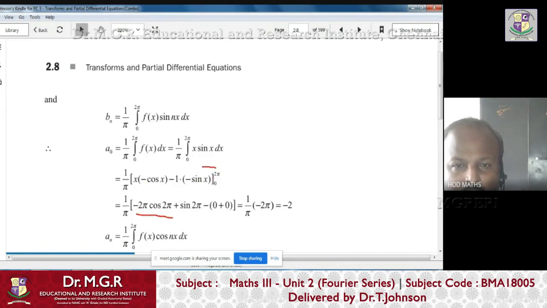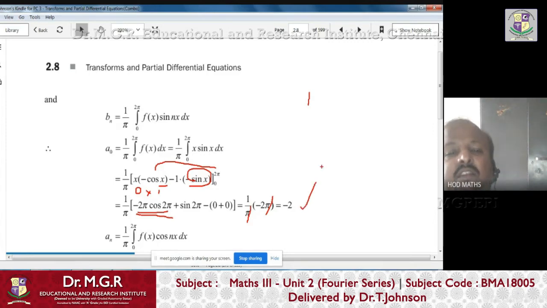By substituting x equals 2 pi, you will get this. But when you substitute the lower limit x equal to 0, even for the cos term, cos 0 is 1, but there x equal to 0 makes that 0 into 1 become 0. Right? And sine, I already told you, is 0. So only this term comes into place. So what is cos 2 pi? Cos 2 pi takes the value 1 because 2 is an even number. So for the upper limit, in the numerator it is minus 2 pi, denominator it is pi. Then we cancel pi, and minus 2 is the value for a naught, right? Not for an, this is for a naught.